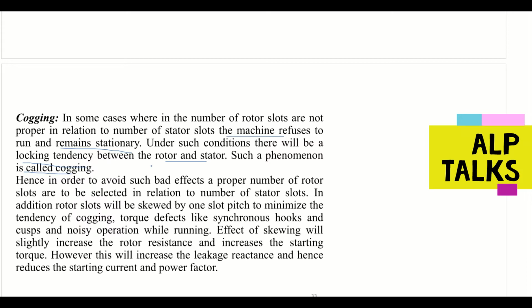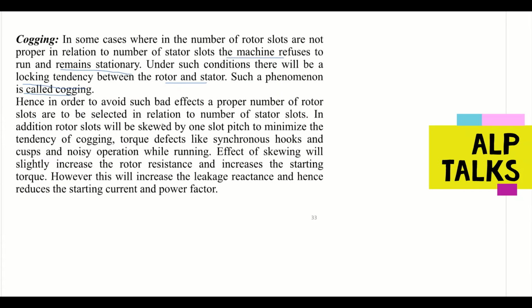Hence, in order to avoid such bad effects, a proper number of rotor slots is to be selected in relation to the number of stator slots. In addition, rotor slots will be skewed by one slot pitch to minimize the tendency of cogging. Torque defects like synchronous hooks and cusps, and noisy operation while running, we can prevent. The effect of skewing is a slight increase in rotor resistance because the length of the bar increases a little bit, and an increase in the starting torque. However, this will increase the leakage reactance and hence reduce the starting current and power factor.